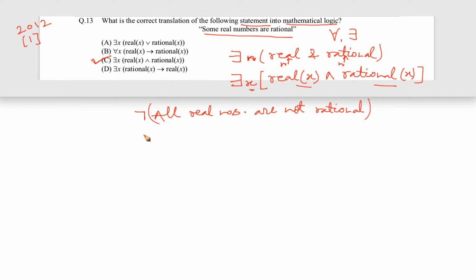So this internal thing I have to write in terms of for all. So all real numbers are not rational. It means for all x, if that particular number is real, then we know that it is not rational. So if it is real, it implies that it is not rational. Okay, so this is the way in which we can express it.